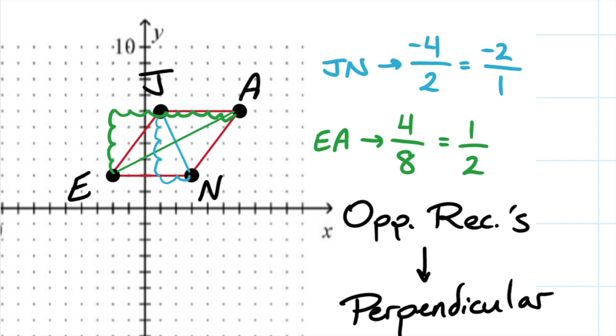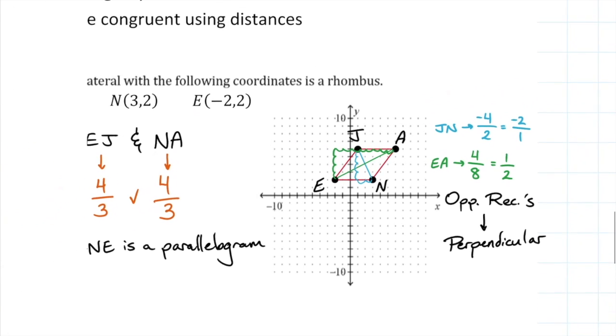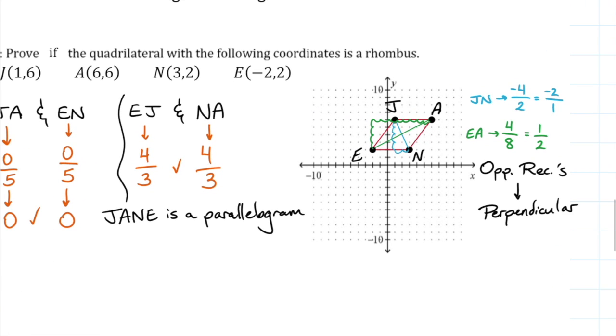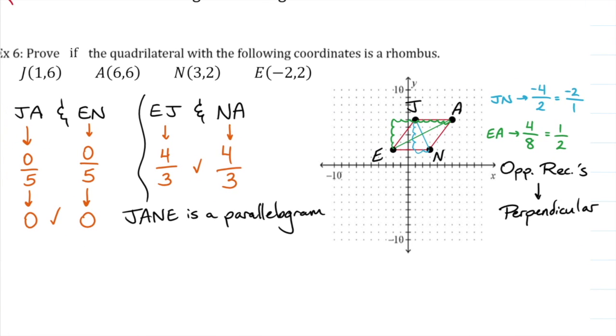So now what we've done is we've proven that Jane, oops, everything's kind of loading in all at once there. Jane is a parallelogram and the diagonals are perpendicular. So we have proven that Jane is a rhombus. Oops, rhombus. Cool. That's all we need to do to prove it's a rhombus.